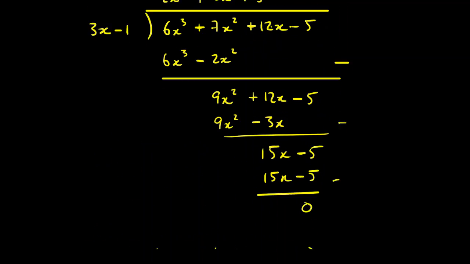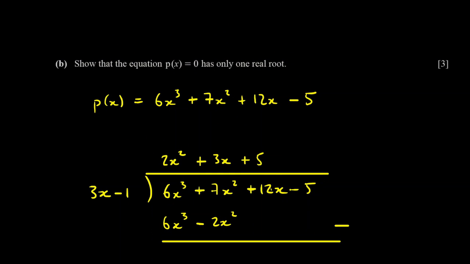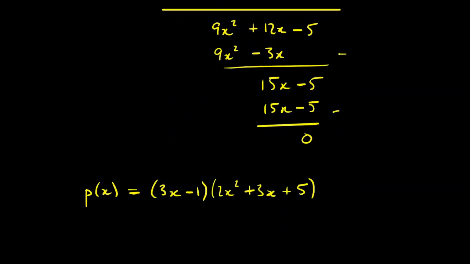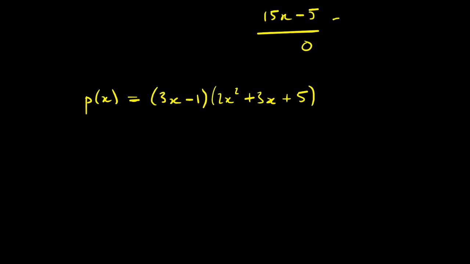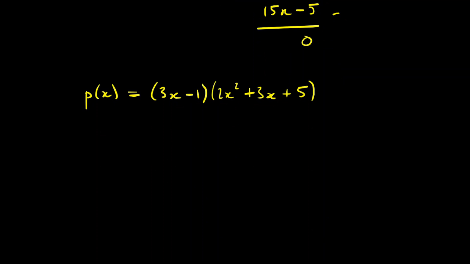Now, what does the question ask? The question says we want to show that it's only got one real root. Well, if it's got only one real root, then it means that this quadratic factor does not have any real roots. And that means that the discriminant, the b squared minus 4ac, would need to be negative. So let's just check our b squared minus 4ac. Our b is 3, so we get 3 squared minus 4 times a, and a is 2.